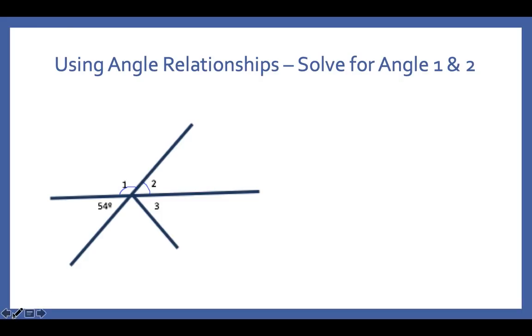So let me point something out that I notice right away. I notice that this angle, or this line, see it? This guy is intersecting with this line.